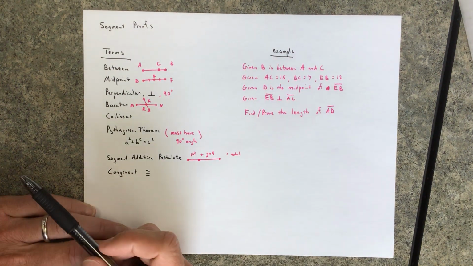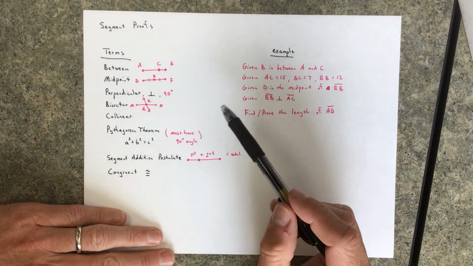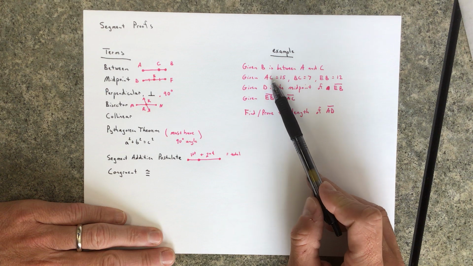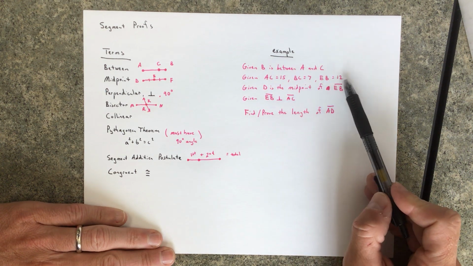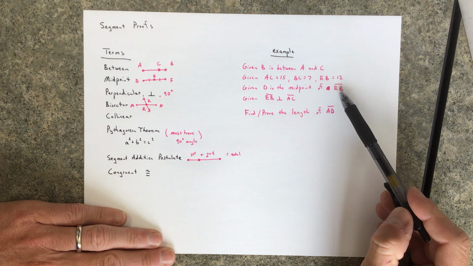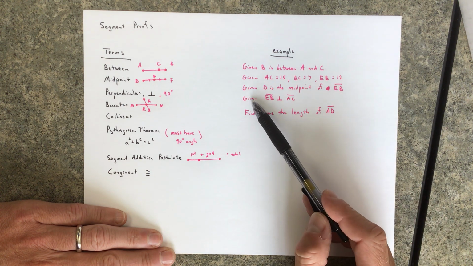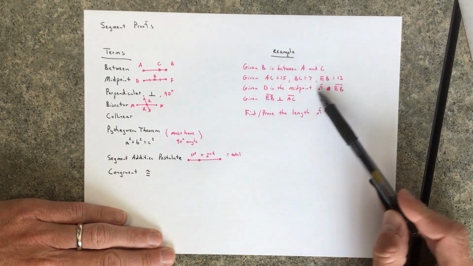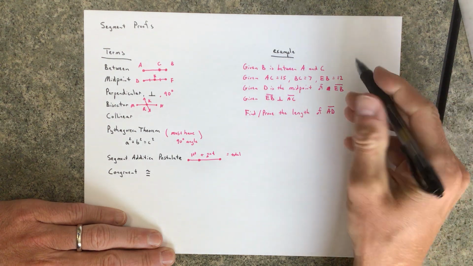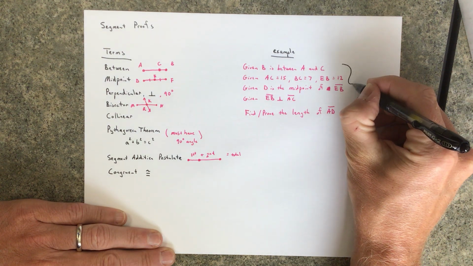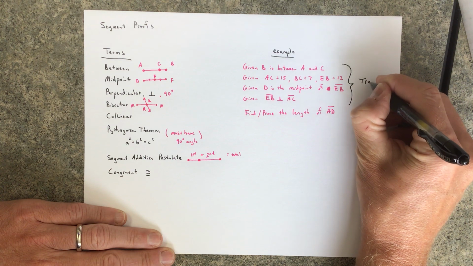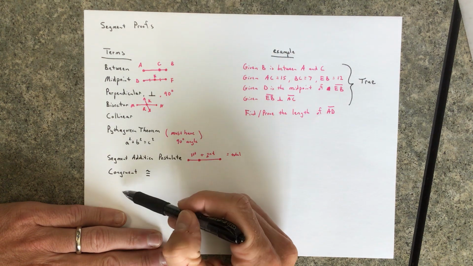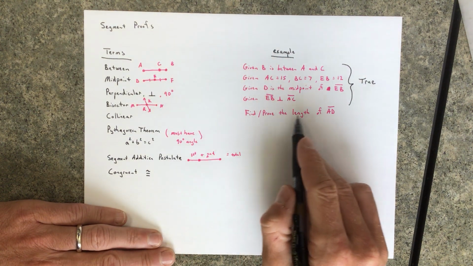And then here's an example of what it might look like. Given B is between A and C, it's given that AC is 15, BC is 7, and EB is 12. And given D is the midpoint of line segment EB, and it is given that EB is perpendicular to AC. So there are a whole bunch of facts here that are true for sure. They're all given pieces of information. And I want to use this and geometric principles to find and prove the length of AD.